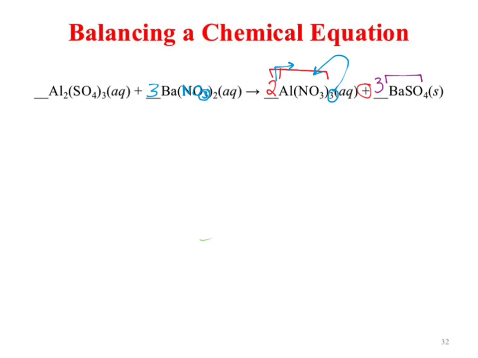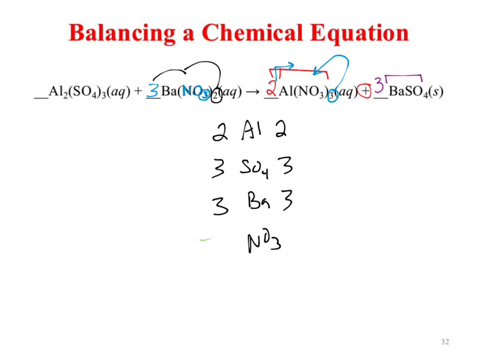Okay, so let me repeat that. We start with aluminum and we say how many aluminums on the left? 2. Aluminums on the right? 2. Sulfates on the left? 3. Sulfates on the right? 3. Bariums on the left? Bariums on the right? Nitrates on the left? 6. Remember the 2 and the 3. Nitrates on the right? 6. Now what do?